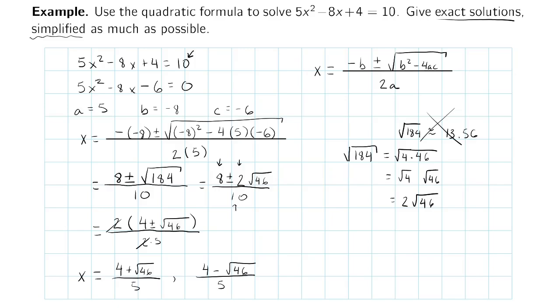And those are perfectly good numbers, right? I can just leave those as my solutions. These two values of x are the solutions to my given quadratic equation.